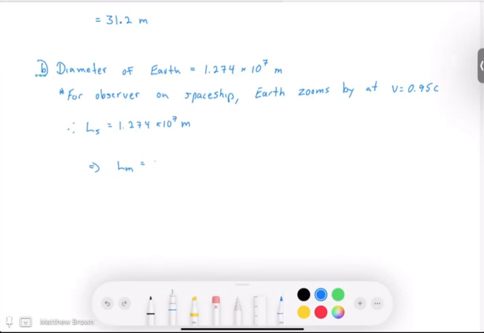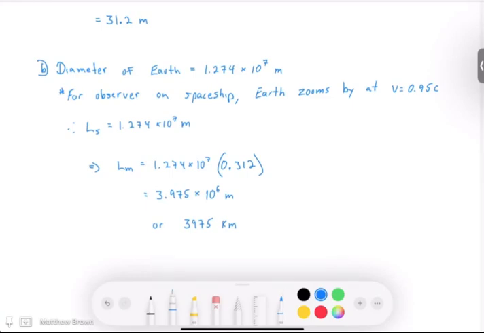Or let me just write the 1.274 times 10 to the 7 times the same thing, which we already know is 0.312, which equals 3.975 times 10 to the 6 meters. So almost 4 million meters, or we could say this would be 3.975 thousand kilometers. Now again, compare this to 12,000 kilometers, right?